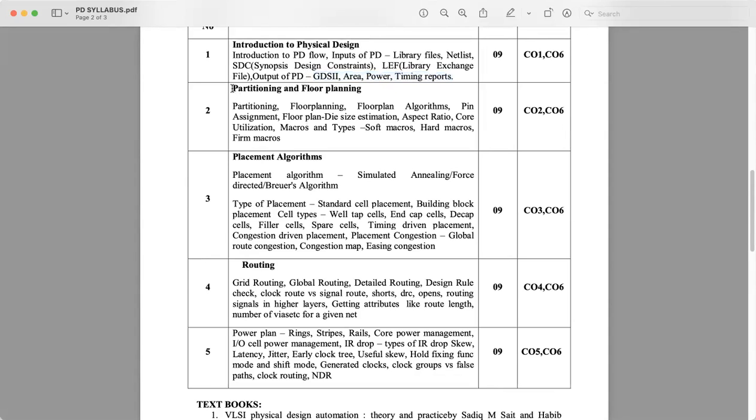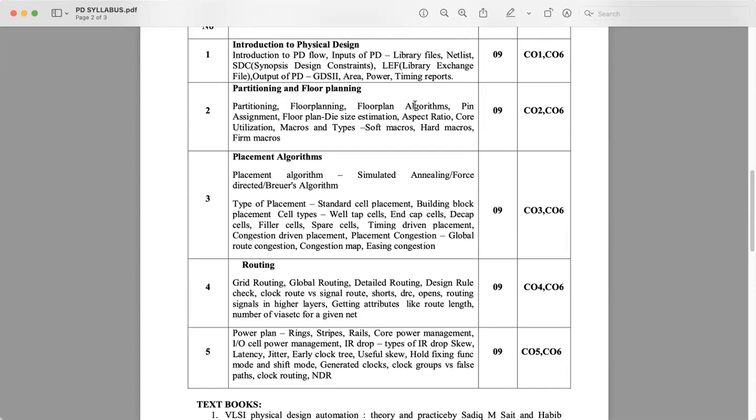Okay, so the next is partitioning and floor planning, right? Here partitioning is nothing but you have a system and how you divide it. Here we have a circuit and how we are going to divide it, how we are going to place it across. So that's your partitioning. Floor planning, as I mentioned, is which module is going to sit where.